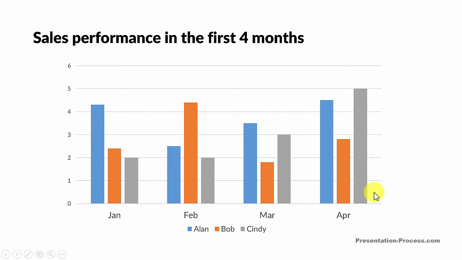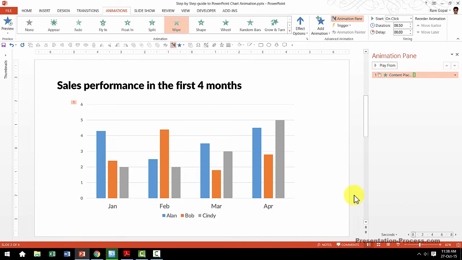Now that is not the way that I would like my animation to be. I want to have animation in a proper sequence. Now how do I animate the various elements in the chart in a proper sequence? If I go to the animation pane, I can see only one animation event here. That is where understanding the right chart animation technique comes into play.